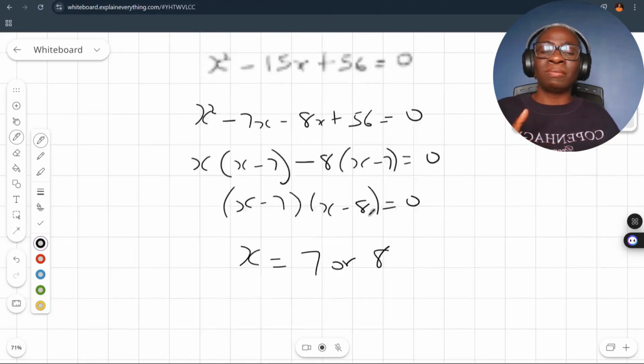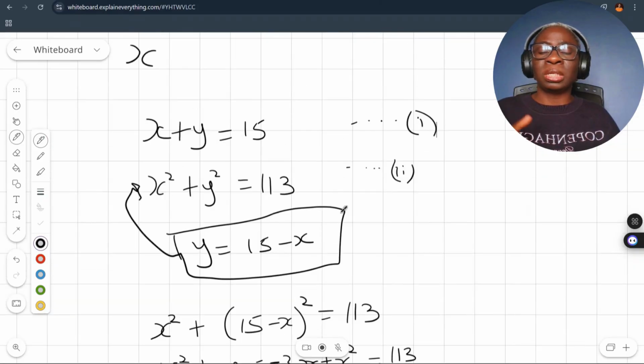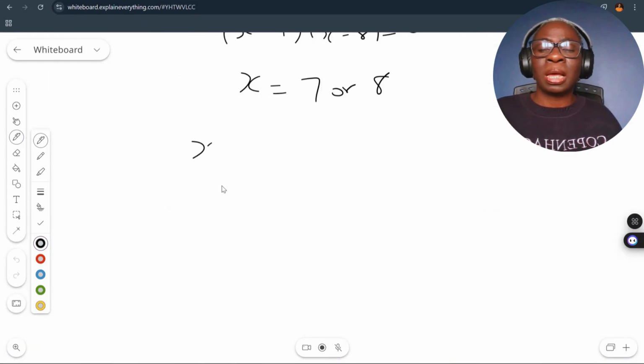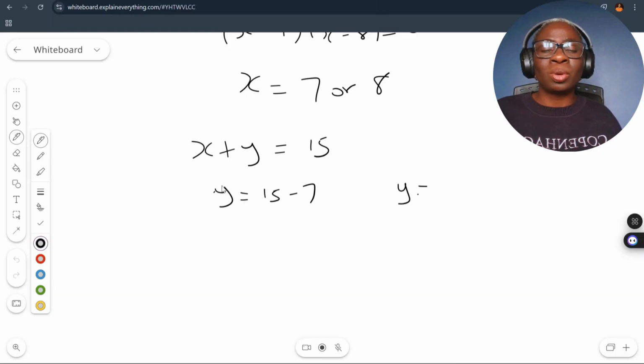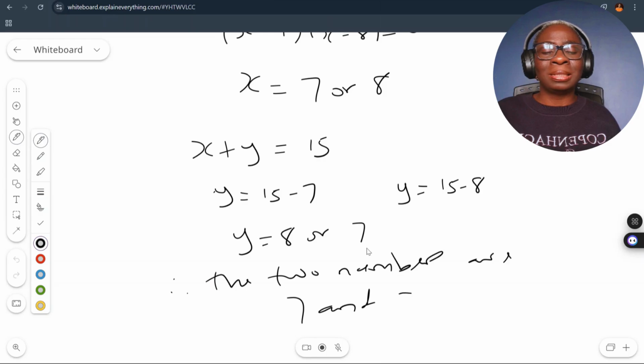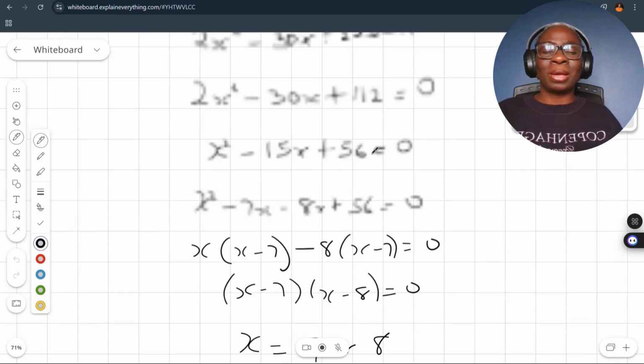So if x is equal to 7 or 8, let's look at the first equation. The first equation says x plus y equals 15. So when x is 7, y will be equal to 15 minus 7. And when x is 8, y will be equal to 15 minus 8. So that means y is 8 or 7. So therefore, the two numbers are 7 and 8, because then you can check.